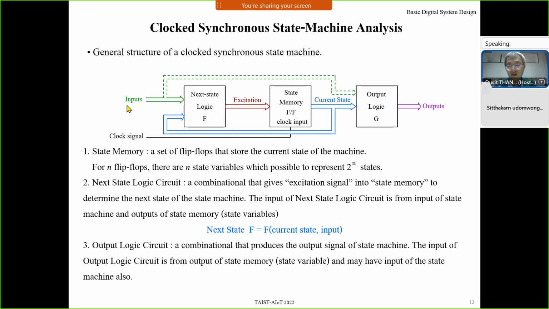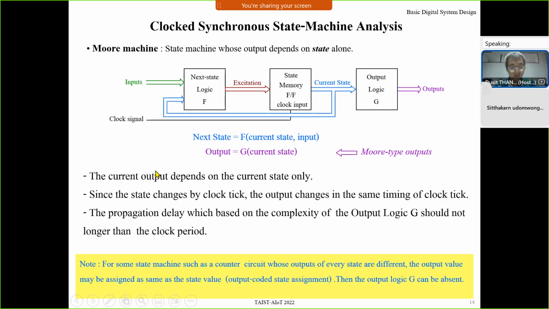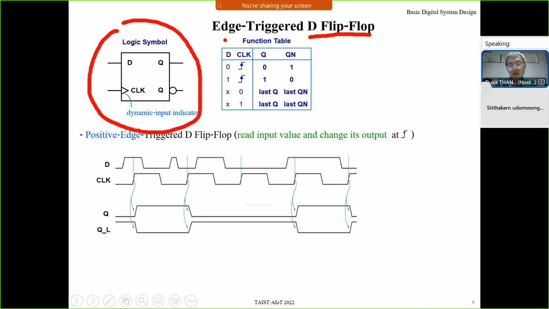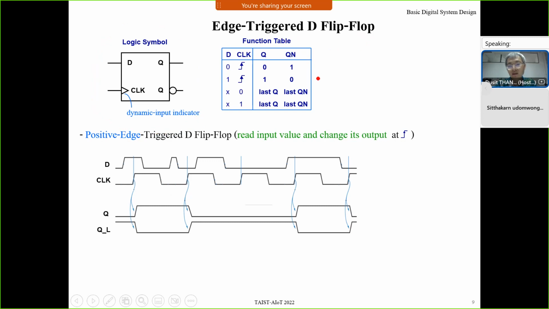Sorry, I want to go back. The element that memorizes the state of the circuit. For this class, let's use this D flip-flop, edge-triggered D flip-flop. There is one clock terminal, one data input, and maybe one or two outputs.